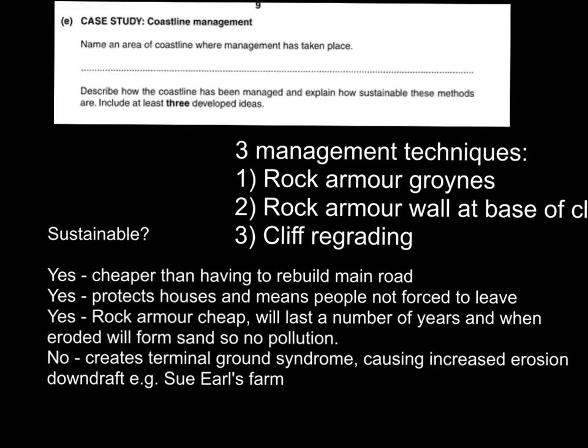You could argue, however, that actually, although it's not ideal, it is low-value land, and although it's not good, particularly for Sewell and her farm, actually it's a price worth paying, and the cost there isn't anywhere as expensive as having to relocate a whole village and rebuild that road.